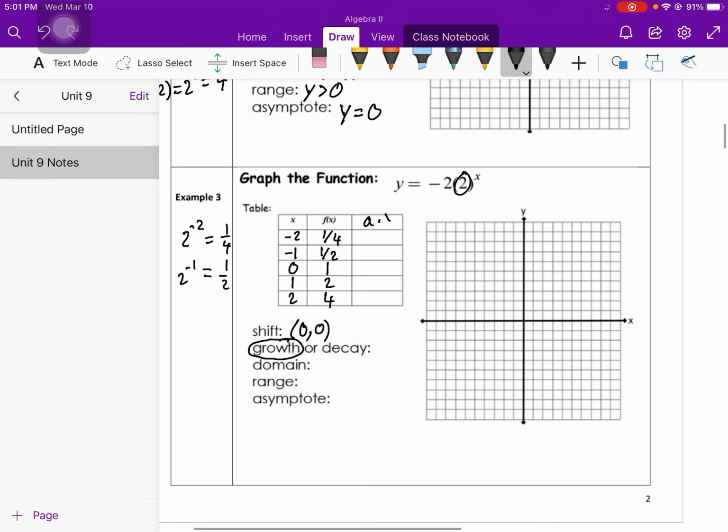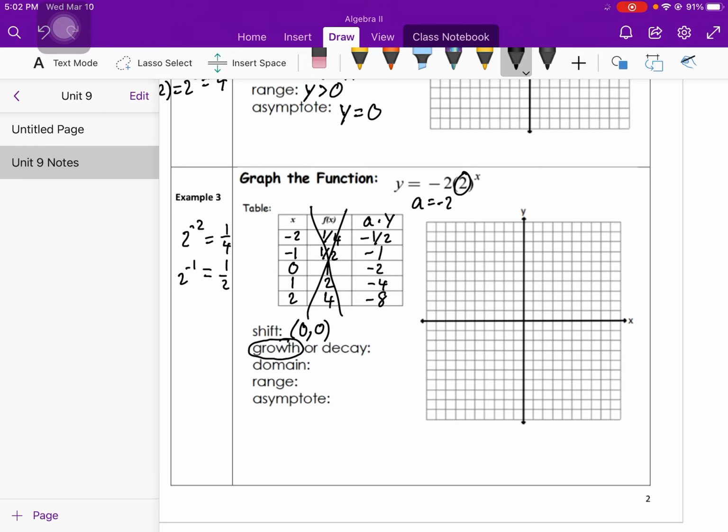This column, however, a times y, notice the a value is -2. So we need to take everything in that middle column times a, so we're going to get -1/2. 1/4 times -2 is -1/2. And we get -1. -2 times 1 is -2, -4, -8. So these values are going to be a little bit bigger. And then we cross off that middle column.